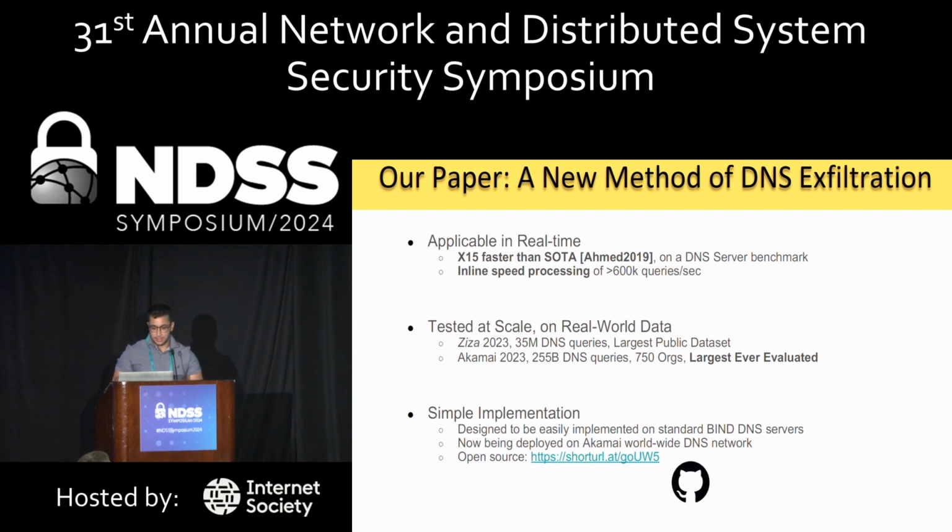The second point is that we tested it at scale on real-world datasets. The main dataset is 255 billion DNS queries from over 750 real-world enterprise organizations protected by Akamai. To the best of our knowledge, it is the largest ever evaluated. We also performed the analysis on the largest public dataset of over 35 million DNS queries, which was collected from ISPs, where open source DNS exfiltration tools were used to exfiltrate data.